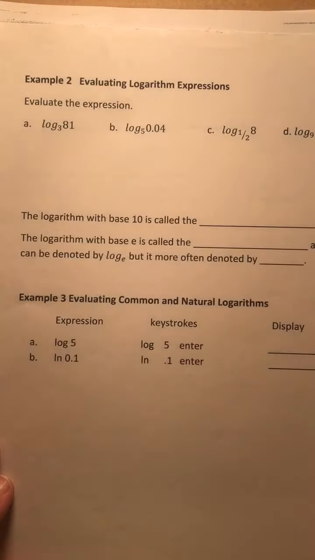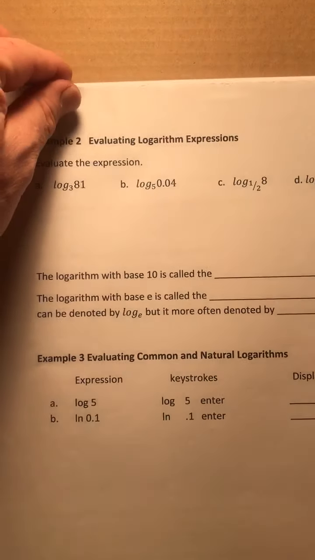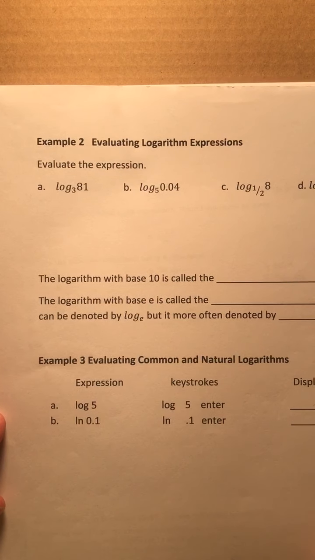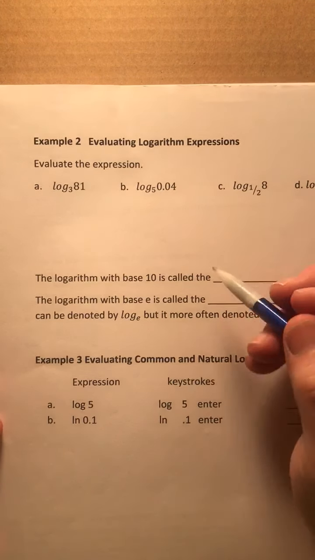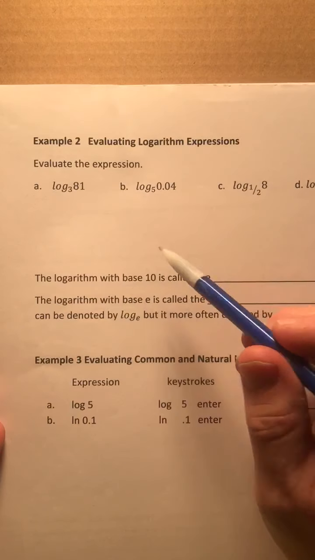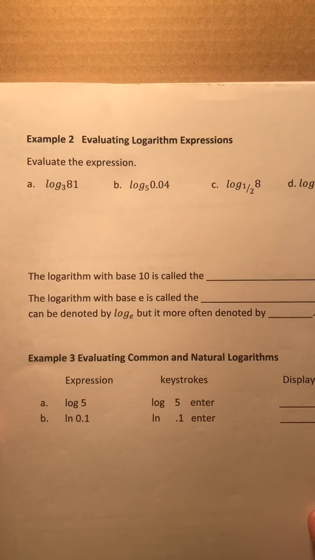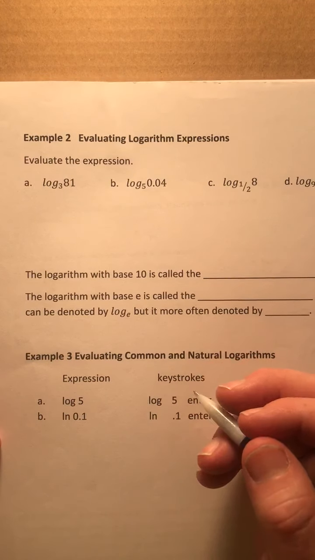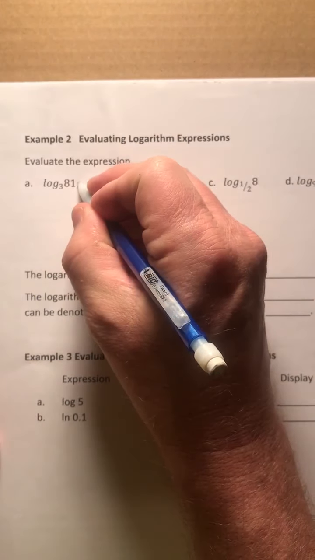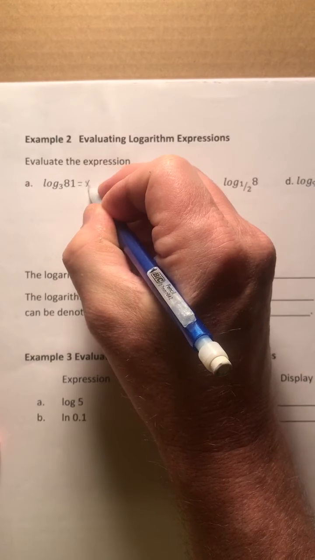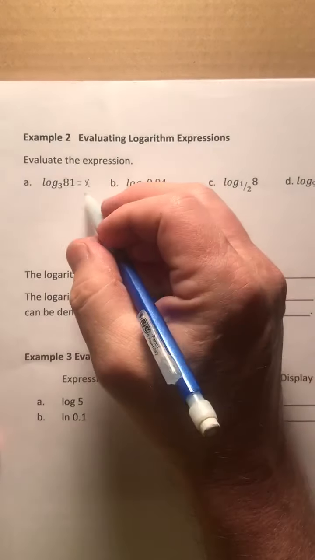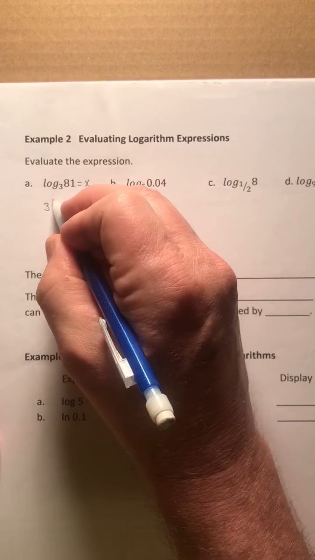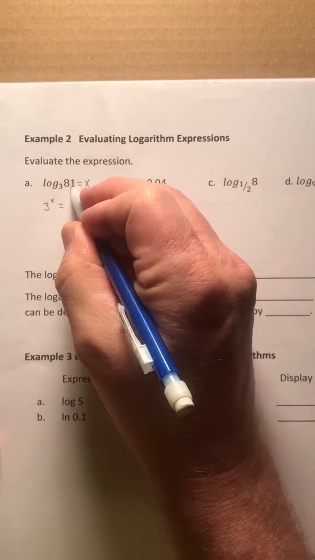Now let's see how these logs work. Evaluating log functions. We're going to evaluate this. I'm going to show you how to do these using exponents. We're actually going to rewrite this in exponential form. We're going to set this equal to x, and then rewrite it. So our base is 3, our exponent is x, and it's equal to 81.